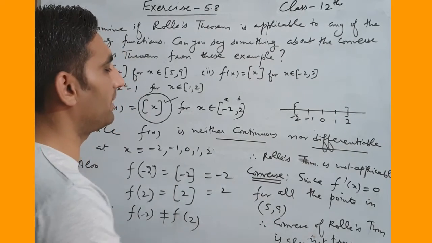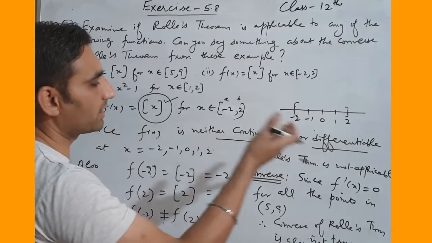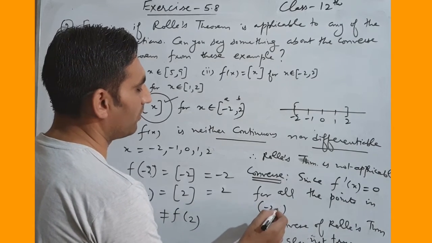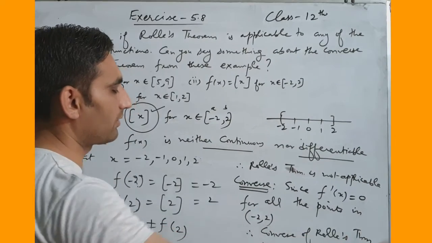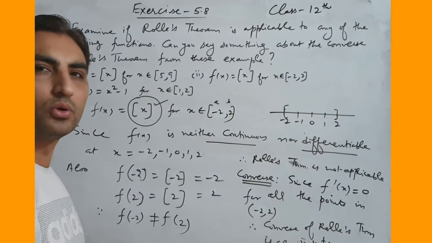If Rolle's theorem is not applicable, what about the converse? Again, the derivative of the greatest integer function is 0 for all points in the open interval minus 2 and 2. So the converse of Rolle's theorem is not true. So this was part number 2 of this.